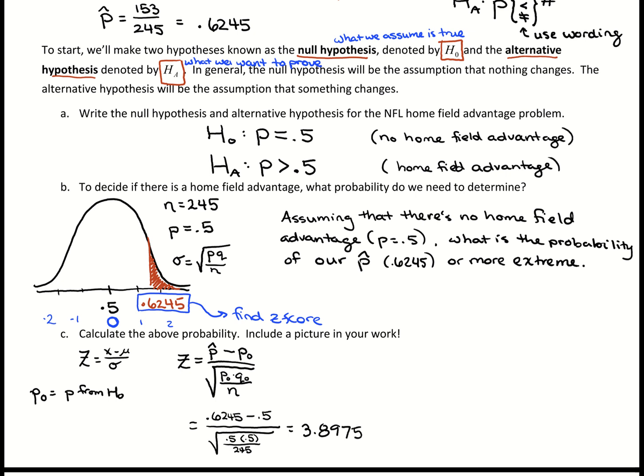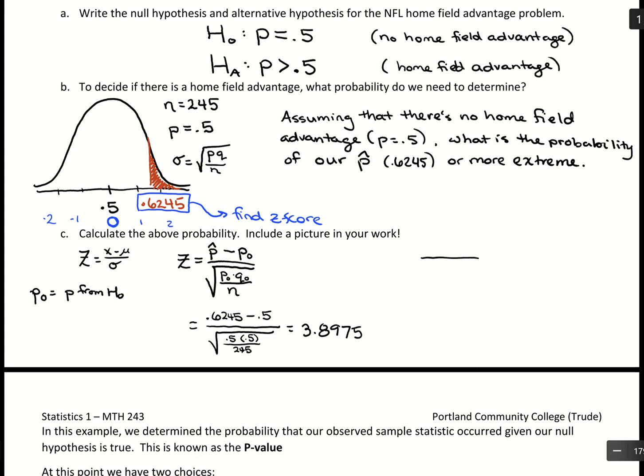So now what we have in terms of our information is, if we have our standard normal curve centered at 0, what we want to do is find this z-score, which is going to be way out there at 3.8975, and we want to find the area to the right of that z-score. So what we're going to do is go to GeoGebra and find the probability of x being larger than or equal to that 3.8975 using our standard normal curve 0, 1. So let's go to GeoGebra.